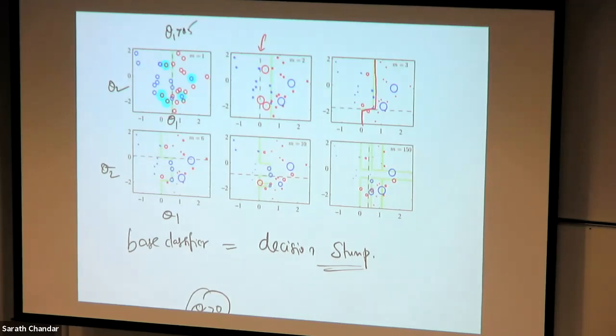Is that clear? Then I can do m is equal to 3, another classifier. This is the third classifier that I'm learning. When I combine these three classifiers together, I get something like this. And you continue like this, and you get this really complex decision surface. Is that clear?